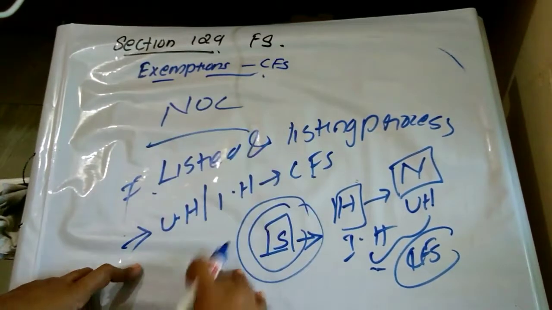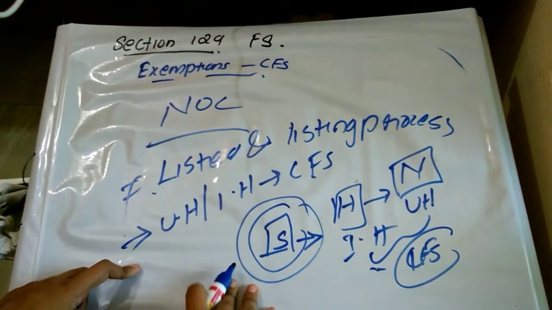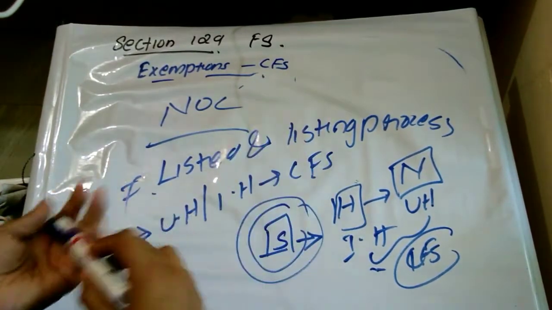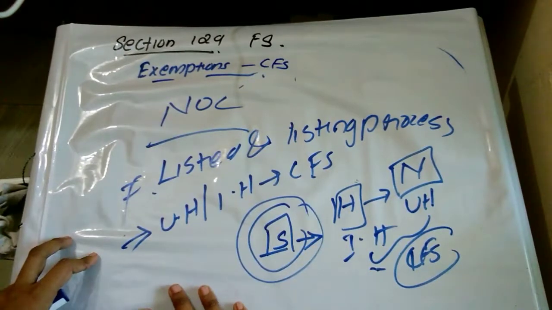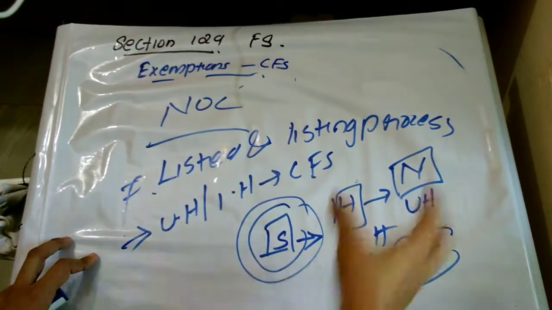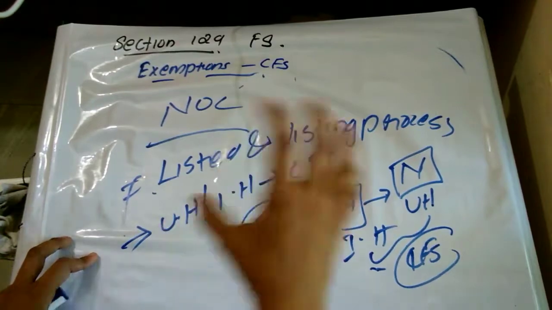So here we discussed certain cases where it is not required to prepare the consolidated financial statement. First one, where it is a wholly owned subsidiary or partially owned subsidiary of another company where all the members have given the NOC, that is, non-objection certificate, it is not required to prepare the CFS.